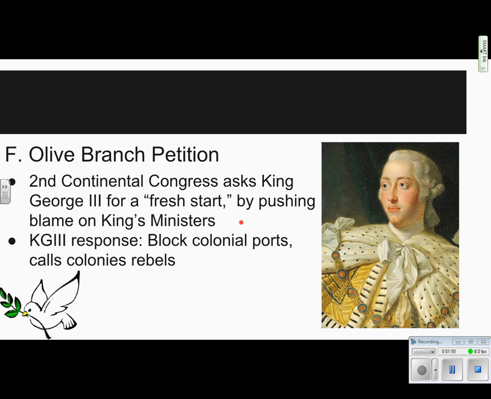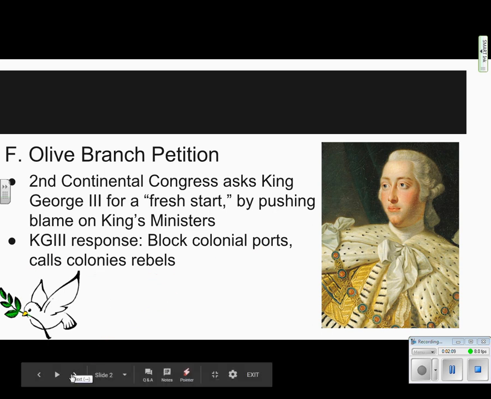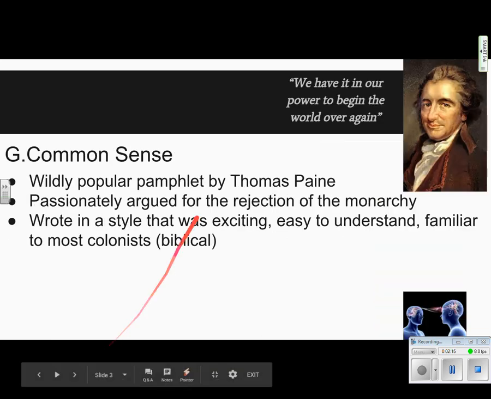From listening to the song from Hamilton and doing some of the reading, hopefully you know that King George said, this is not going to be real simple. You're going to be back, but I might have to send some ships to convince you. How he responded was not to give him a hug and get back together. He blocked the colonial ports and he called the colonies a rebel, which gave him permission to kill their friends and family if necessary, as the song suggested.